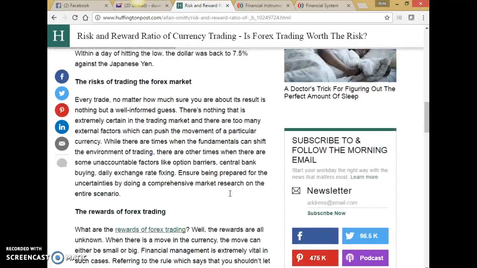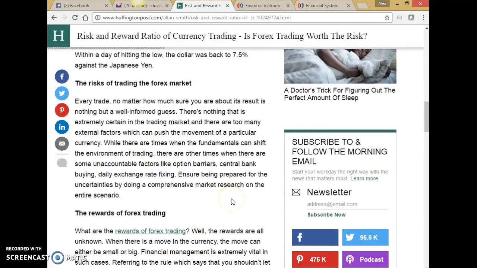So, the risk of trading the Forex market. Every trade, no matter how sure you are about it, its result is nothing but a well-informed guess. There's nothing that is extremely certain in the trading market, and there are too many external factors which can push the movement of a particular currency.